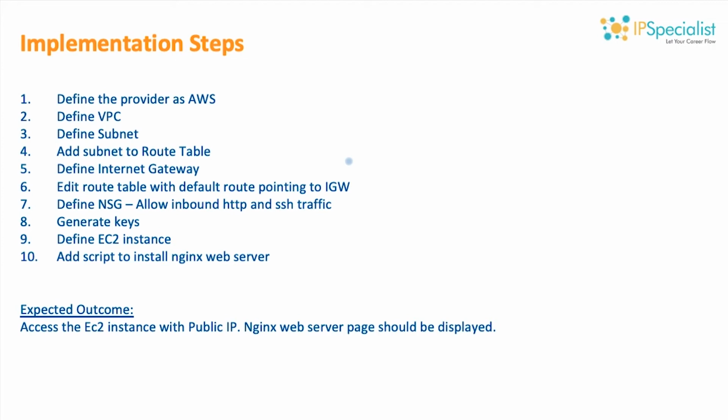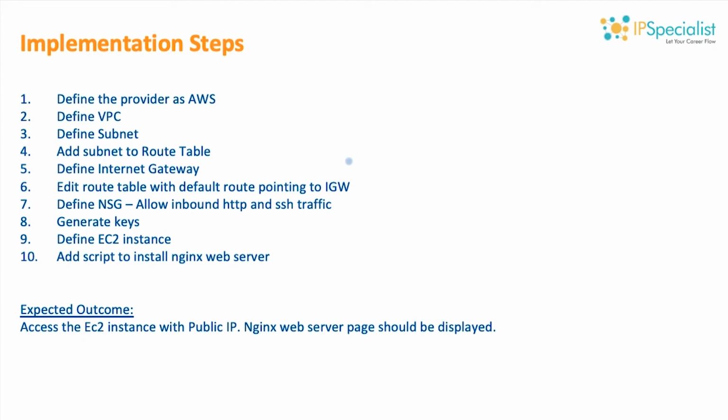The second step will be to define a VPC, all right? Then define subnet. Add subnet to the route table, right? Define internet gateway. Edit route table with default route pointing to internet gateway. Define NSG. In NSG, all the incoming traffic is blocked, so allow inbound HTTP and SSH traffic.